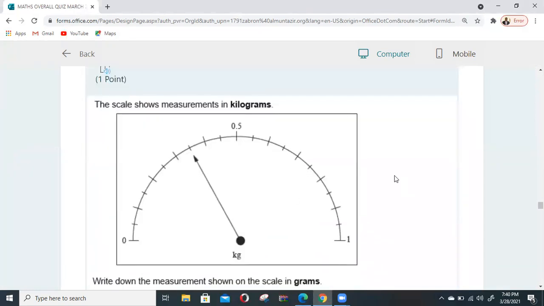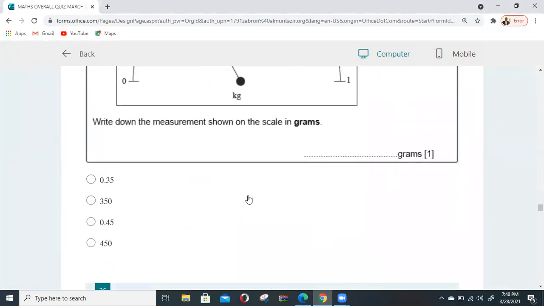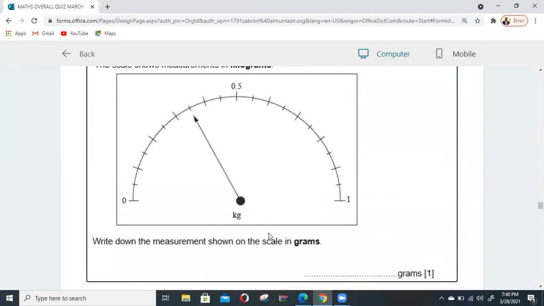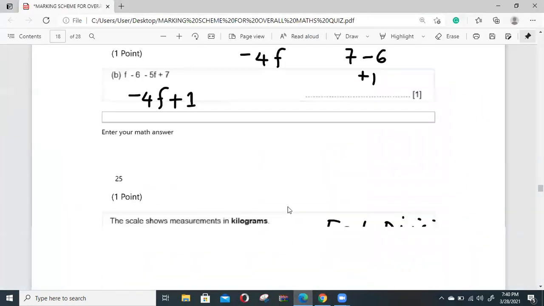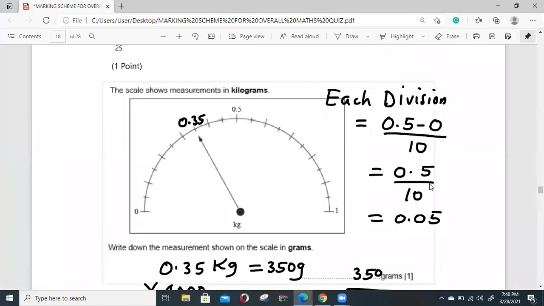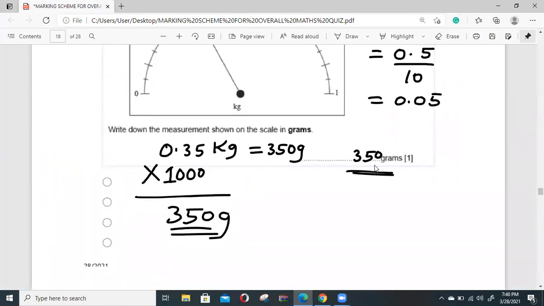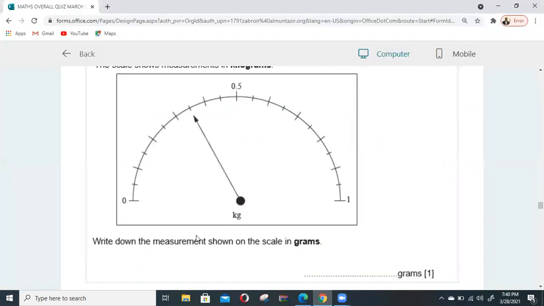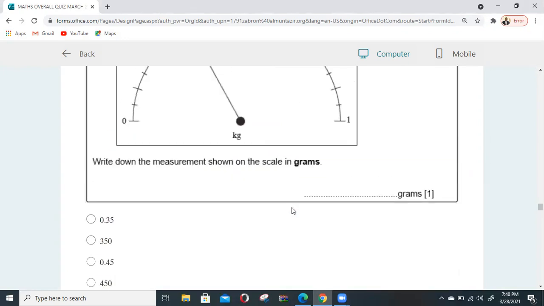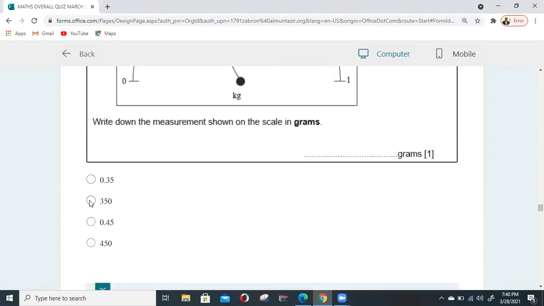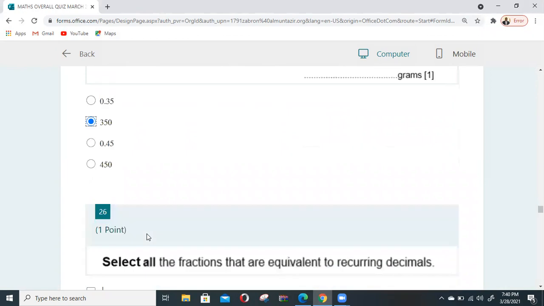Then I go to this question here. Write down the measurement shown on the scale in grams. I've done that question here. Each division is that. Then I got 350 grams. You can see the working there. So 350, yes, choose that. This is a multiple choice, so choose that.